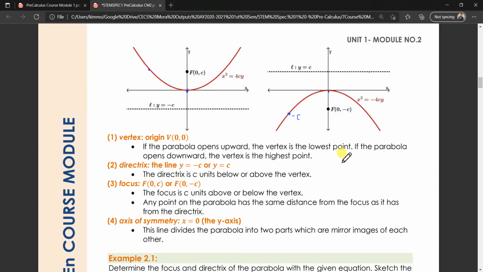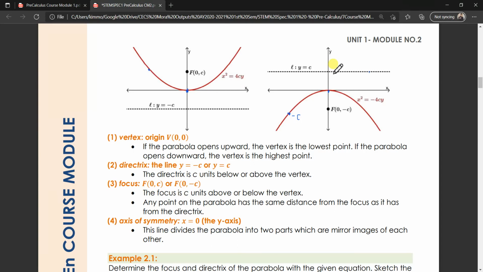Next is the directrix. So directrix again is the line, kaning broken line, ayan na siya tong directrix. So the line y is equal to negative c or y is equal to c. So kung negative c, of course, located siya sa negative side sa imuhang y nga axis. If positive c, naa napud siya sa taas located. So the directrix is c units below or above the vertex. So again, this is our vertex, so it can be below or above sa atong vertex. So negative, naa siya sa ubos, positive naa siya sa taas.